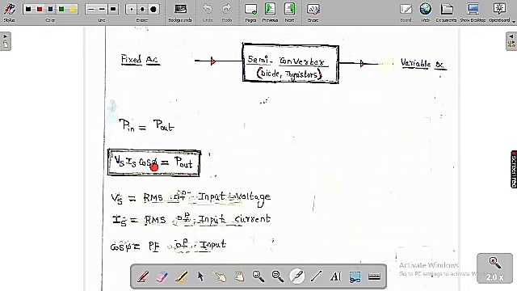Under ideal conditions we are going to assume that all the switches are not going to consume any power. Therefore the input power should be equal to output power. So Vs Is cos phi is equal to output power. Vs is the RMS value of the input voltage, Is is the RMS value of the input current, and cos phi is called the power factor of the input.